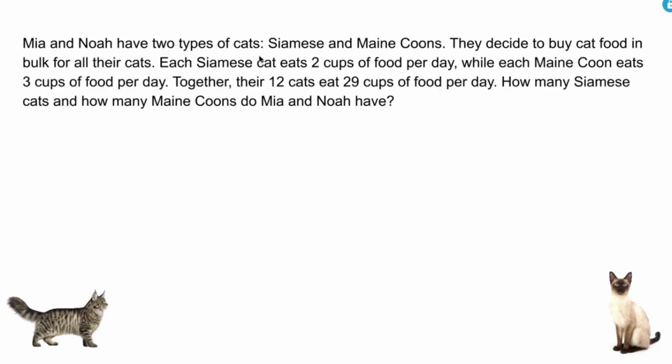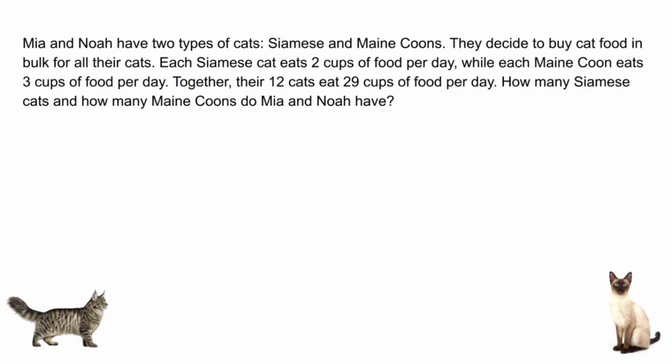Mia and Noah have two types of cats. Good for them. Siamese and Maine Coons, of course, the Maine Coon being my favorite. They decide to buy cat food in bulk for all their cats. Each Siamese cat eats 2 cups of food per day, while each Maine Coon eats 3 cups of food per day. Together, their 12 cats eat 29 cups of food per day. How many Siamese cats and how many Maine Coons do Mia and Noah have?